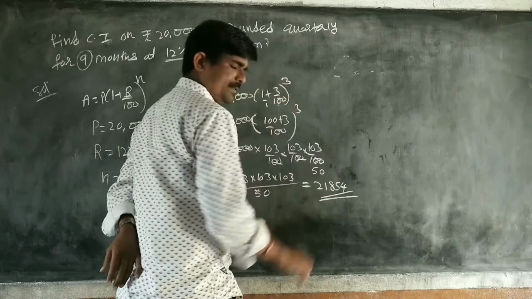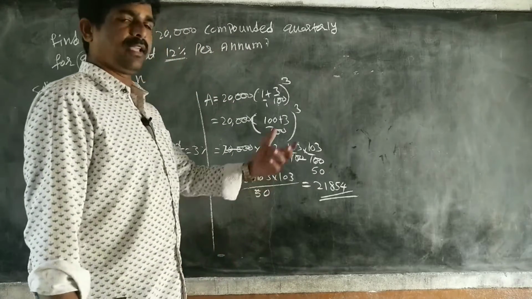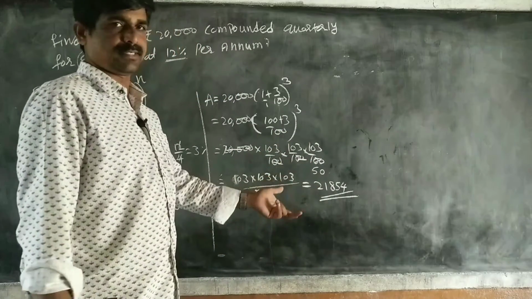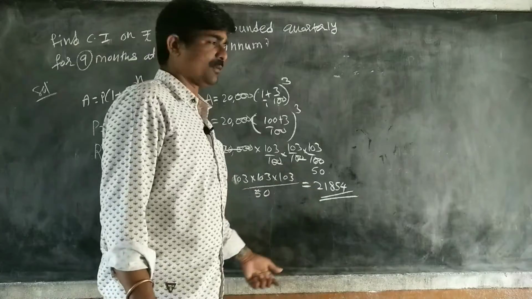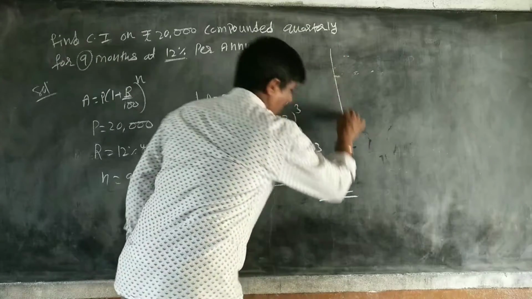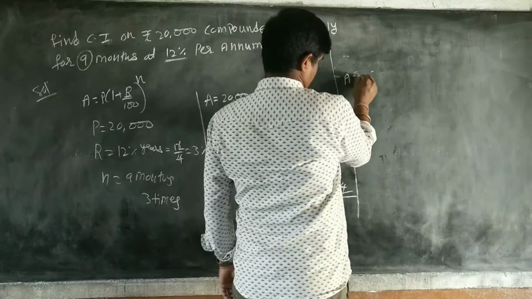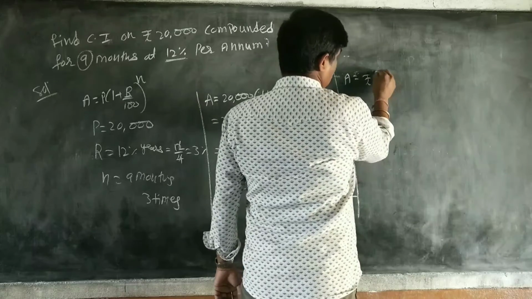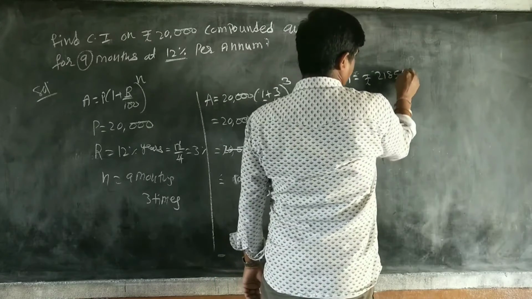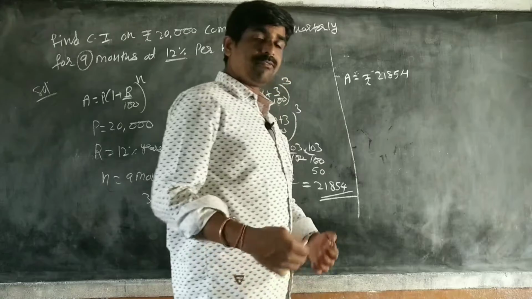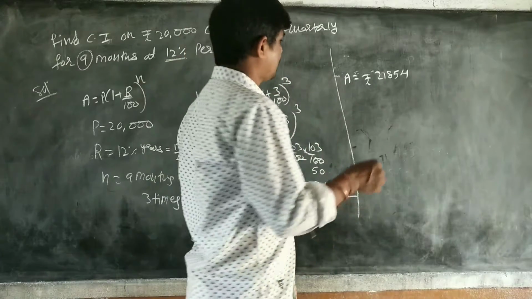21,854 approx. I am not taking the paisas after that, just taking rupees only. This is the amount A. Amount A is equal to rupees 21,854. Now I am finding compound interest.